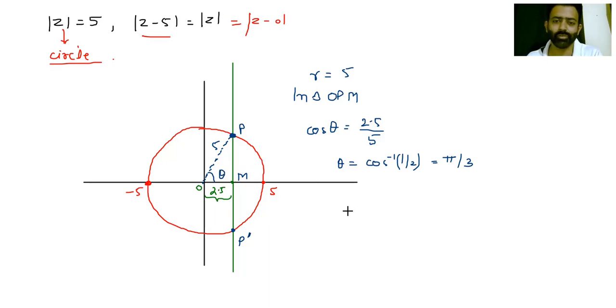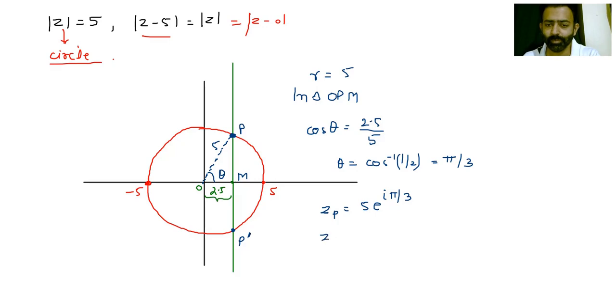So we have a magnitude 5, so this complex number z represented by P can be written as 5 e raised to power i times pi by 3, because we need to write the answer in r e raised to power i theta form, okay.